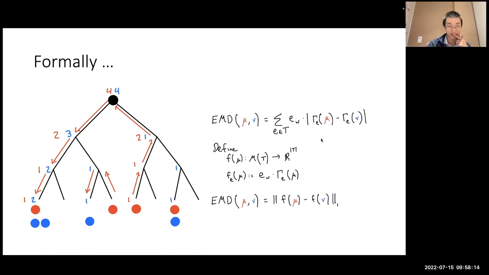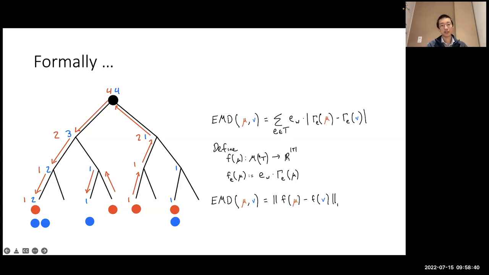Formally, right, if we defined an edge weight on each of these edges, and then looked at the trees that said how much mass was below each node. So take this, and so gamma E of here would be 2. And then you could find the EMD on this tree domain by just subtracting and taking the absolute value and then weighting by edges.